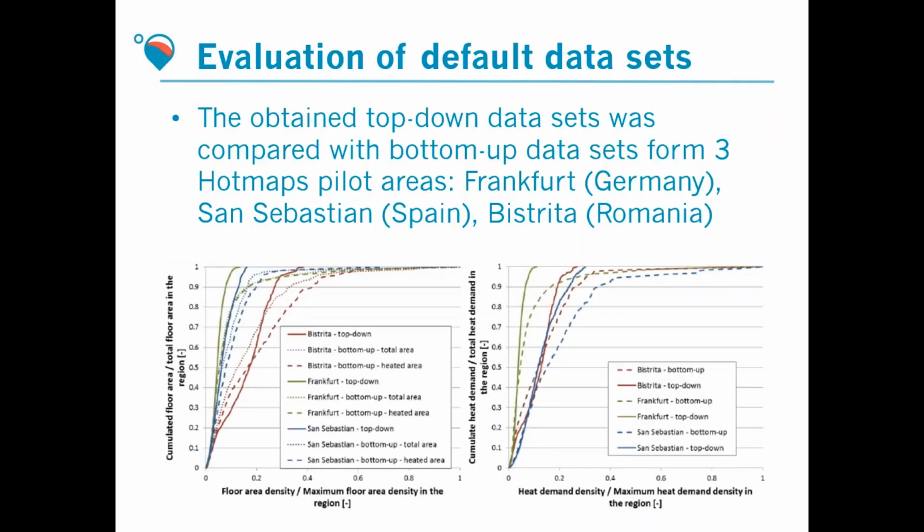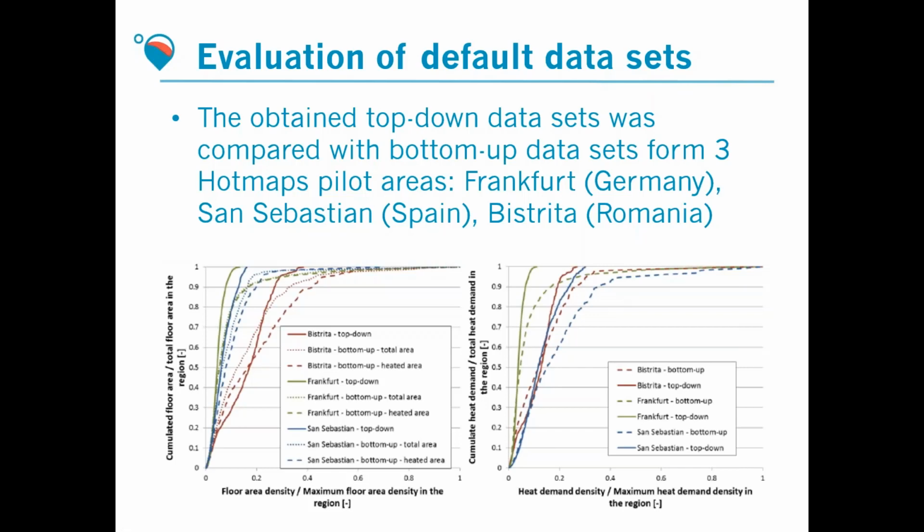Some discussion on the results. Of course, after having those results, the idea was to validate those results. We did it manually for different areas, but also we had pilot areas on board in the project. So we received information from our pilot areas. In this specific case, I have examples of Frankfurt, San Sebastian, and Bistrița.